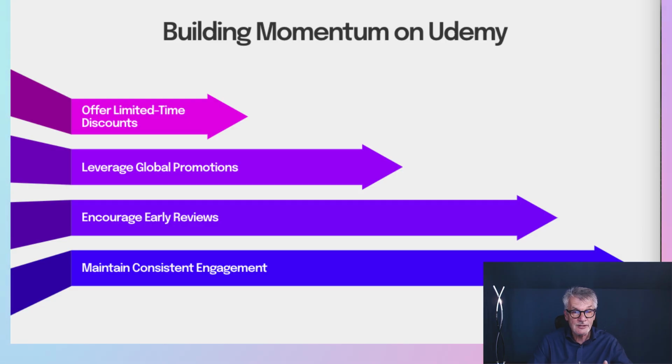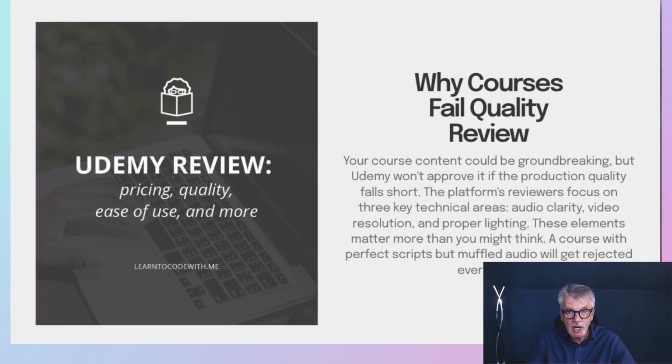Now that we've covered the structural must-haves, let's examine what makes Udemy courses succeed once they get approved. Technical compliance gets you started, but student engagement determines your long-term success. Your course content could be groundbreaking, but Udemy won't approve it if the production quality falls short. The platform's reviewers focus on 3 technical areas: audio clarity, video resolution, and proper lighting. These elements matter more than you might think. A course might have perfect scripts, but muffled audio will get you rejected every time.